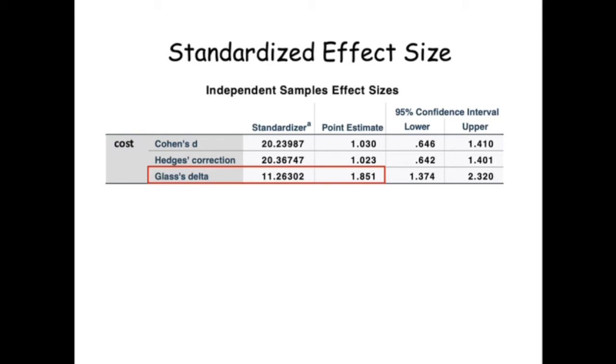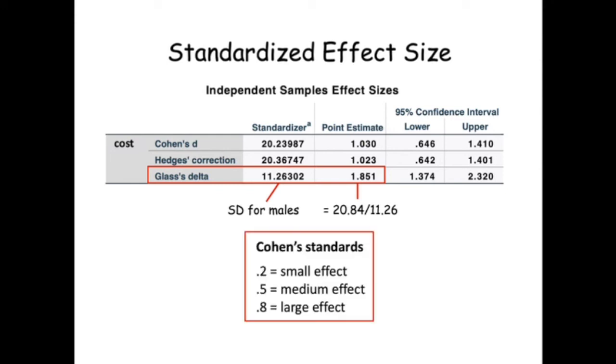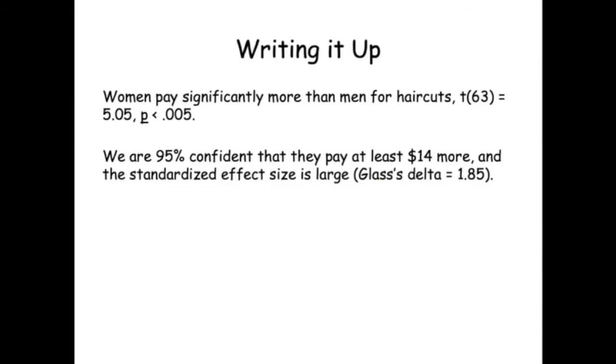Because the equal variance assumption wasn't met, we interpret Glass's delta, which uses the control group standard deviation in the denominator, and the mean difference in the numerator. A standardized effect size of 1.85 is large. In addition to reporting the t-test results, we can say that we are 95% confident that women pay at least $14 more, which is a large effect size.